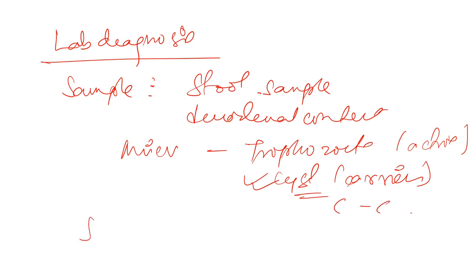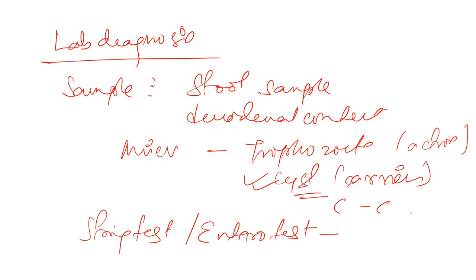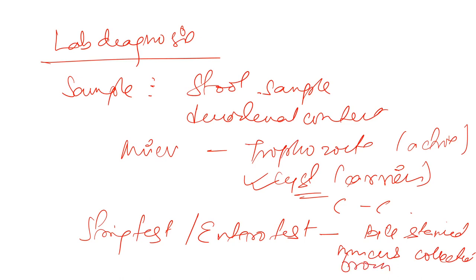We also do a test by the name of string test or entero test. So in this, what is done? Bile stained mucus is collected from duodenum. So what happens here? A cellulose coated capsule is given. Like this is the stomach. A string is attached with the cellulose, and then this is taken out, and after that this is tested. So this is string test.